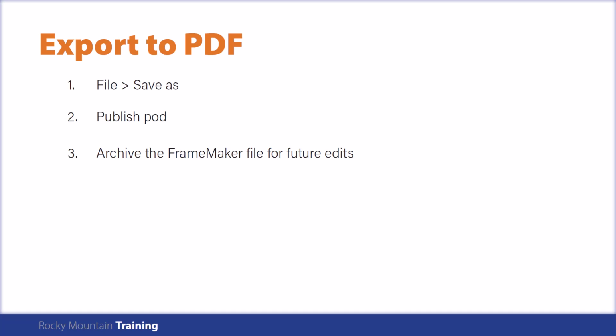You always want to archive that FrameMaker file, because if somebody comes back to you in a year or 2 years or 10 years and says, hey, let's work on that FrameMaker document again, if all you have is a PDF and you've lost that FrameMaker file, you're going to have a lot of work ahead of you. So always archive the FrameMaker file. All right, let's go look at how to create a PDF in FrameMaker.